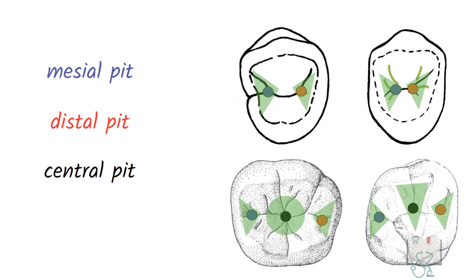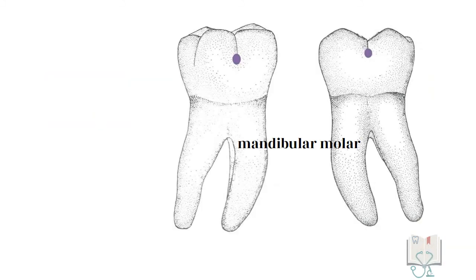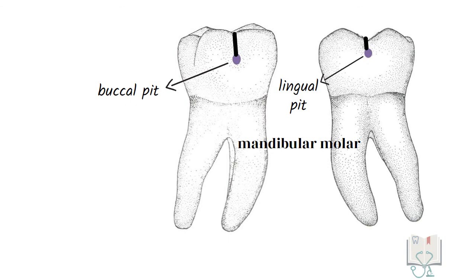Whereas on other surfaces, pits may not be present on a prominent depression. Like in mandibular molar, buccal pit on the buccal surface located at the terminus of mesiobuccal groove and lingual pit on the lingual surface located at the terminus of lingual developmental groove.